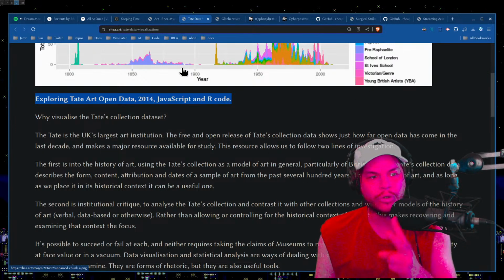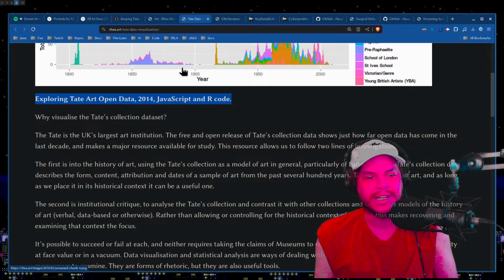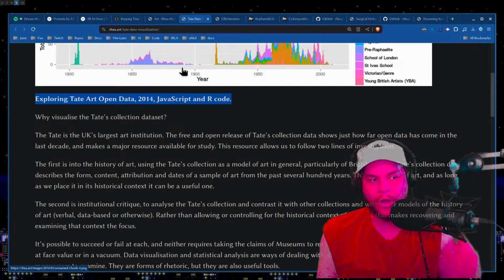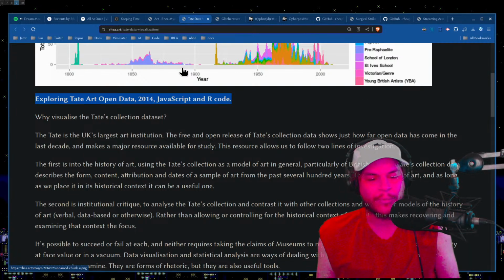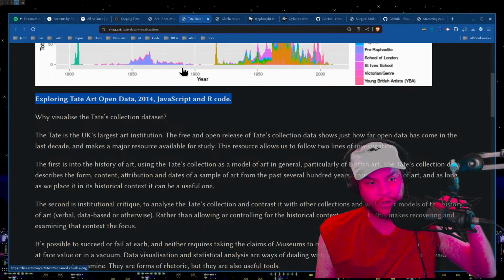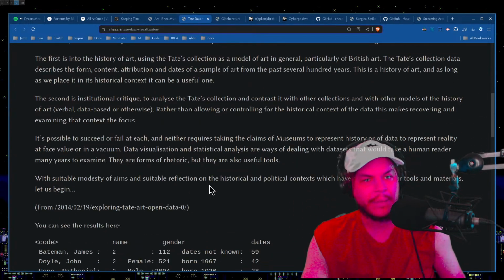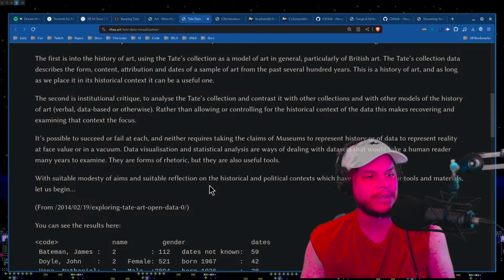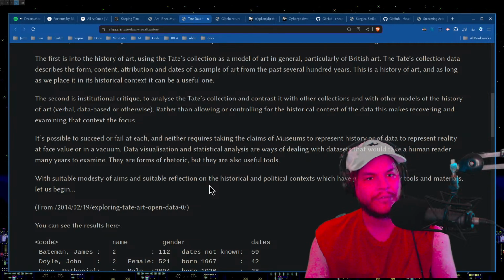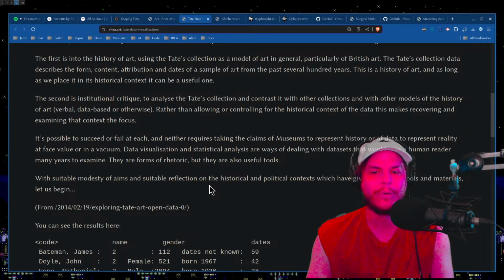This resource allows us to follow two lines of investigation. The first is into the history of art, using the Tate's collection as a model of art in general, particularly of British art. The Tate's collection data describes its form, content, attribution, and dates of a sample of art from the past several hundred years. This is a history of art, and as long as we place it in the historical context, it can be a useful one. The second one is an institutional critique, however, to analyze the Tate's collection in contrast with other collections with other models of history of art, verbal, database, and otherwise. Rather than allowing or controlling for the historical context of the data, this makes recovering and examining that context the focus. It's possible to succeed or fail at each, but neither requires taking the claims of the museums to represent history or of data to represent reality at face value or in a vacuum. Data visualization and statistical analysis are ways of dealing with data sets that would take a human reader many years to examine.